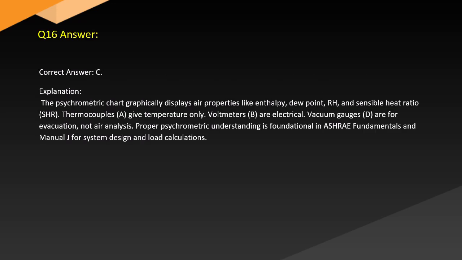Answer. Correct answer C. Explanation. The psychrometric chart graphically displays air properties like enthalpy, dew point, and sensible heat ratio (SHR).